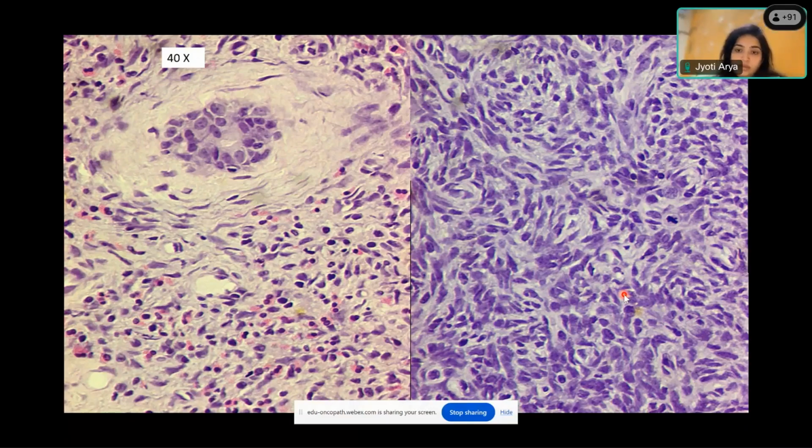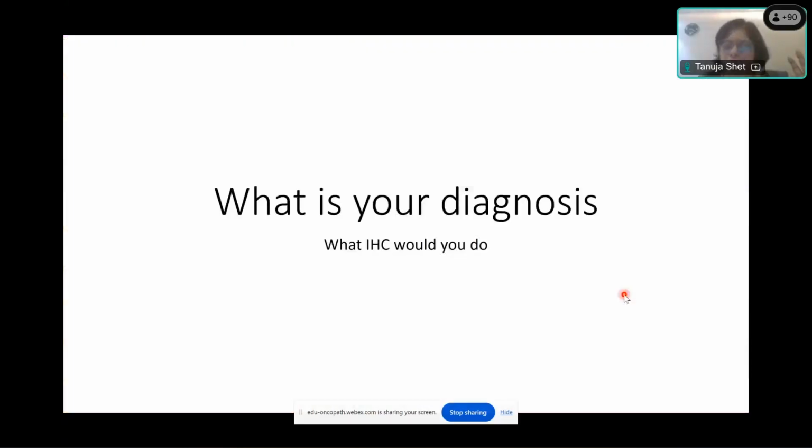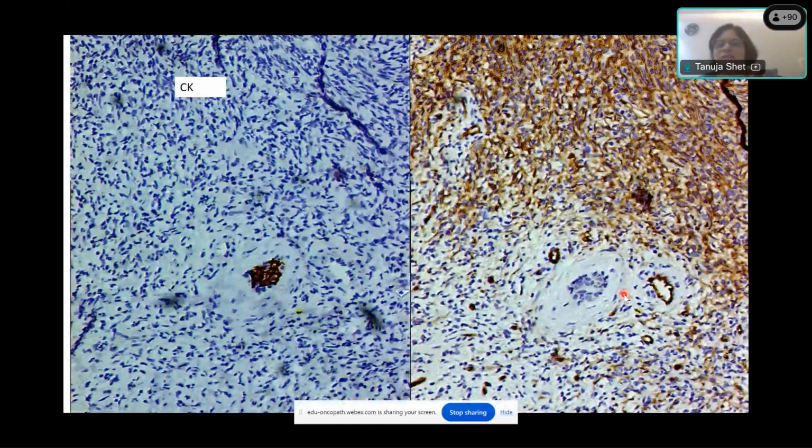CK. First marker, because you know that CK is the important thing. Correct, perfectly. So you do CK. If your CK is negative, then what will you do? CD31. Perfect, because that's your algorithm. And after this, you can do any markers or sign it out to a soft tissue pathologist. So that's the CK, which is negative, and this is CD31, which is brilliantly positive. So this is an angiosarcoma of the breast.